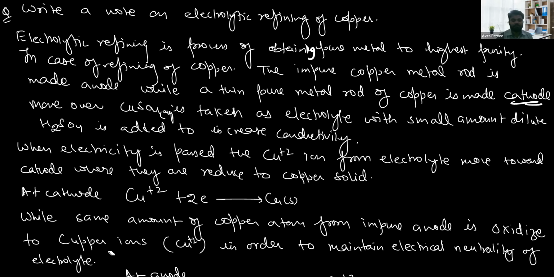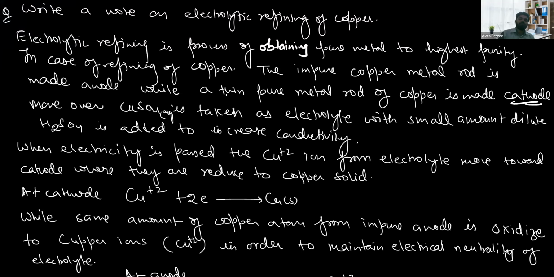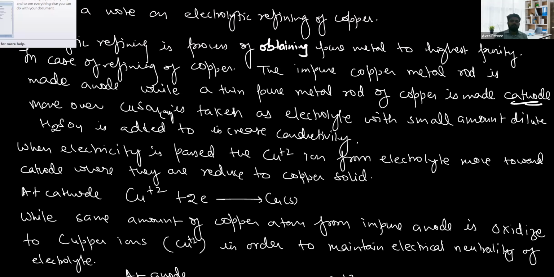What is written? Electrolytic refining is the process of obtaining pure metals of highest purity. Note it fast.